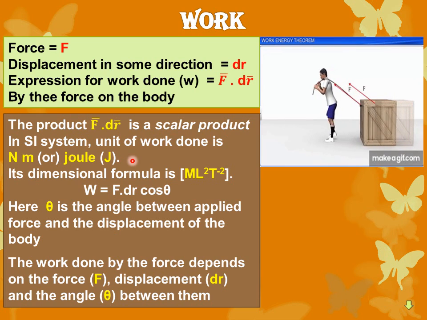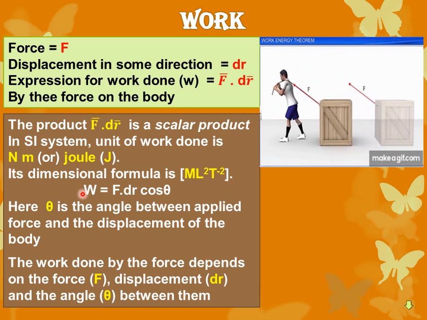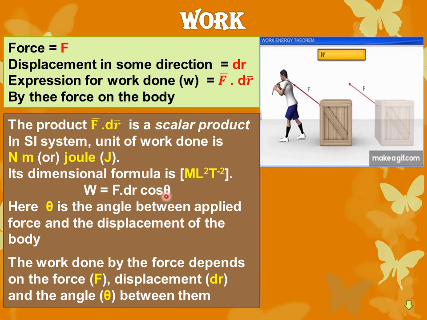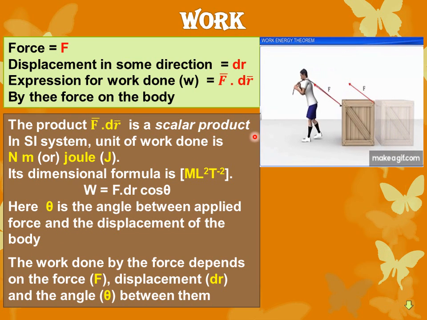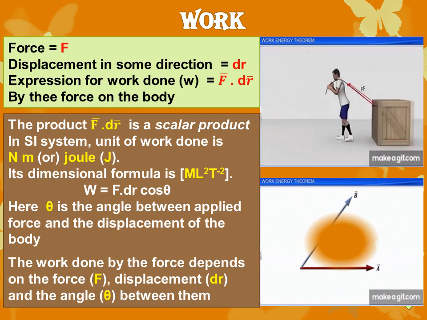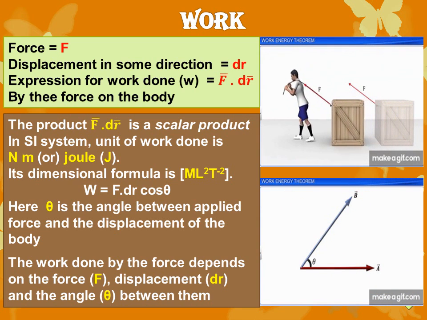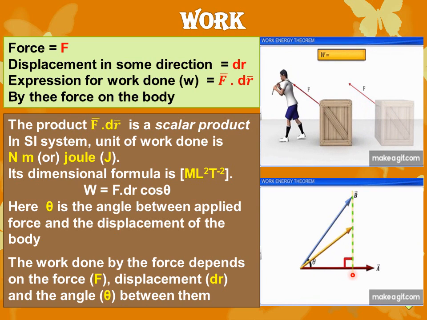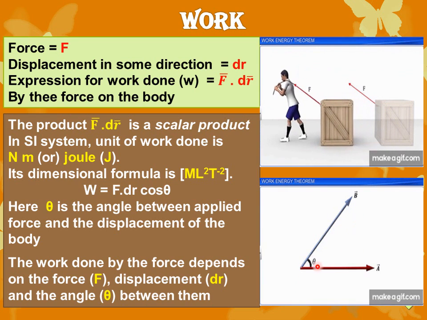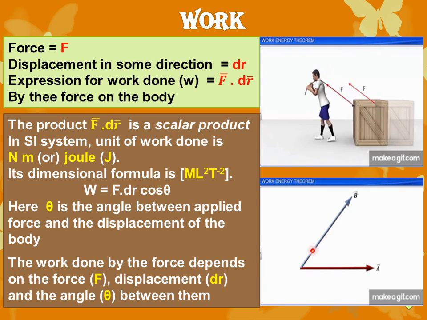Its dimensional formula is M L squared T to the power minus 2, and W is equal to F dr cos theta. You may have a doubt about how the angle came here. Actually, this theta is the angle between the applied force and the displacement of the body, right? This is the applied force and this is the displacement of the body. I will show it in another picture. See, in this picture you can see the applied force and the displacement of a body, so it has an angle. The work done by the force depends on the force F, the displacement dr, and the angle between them.